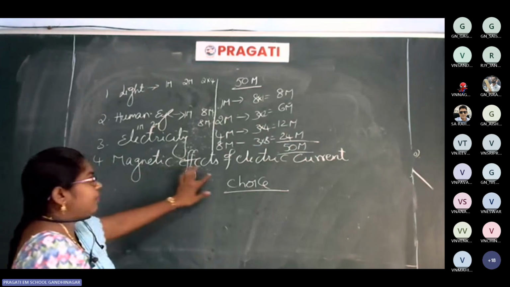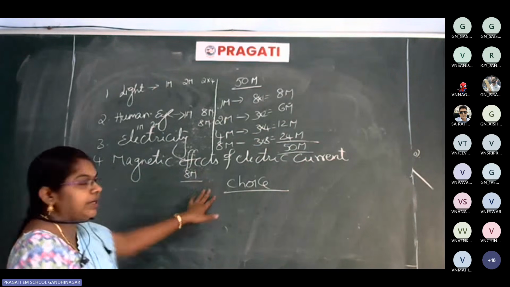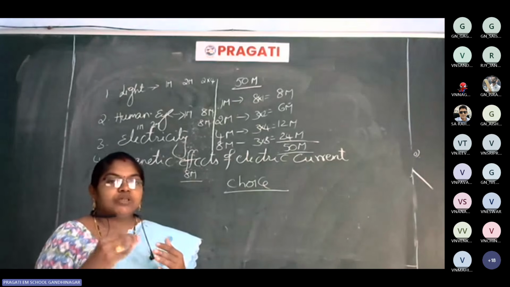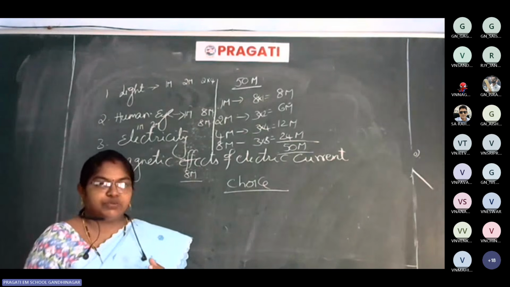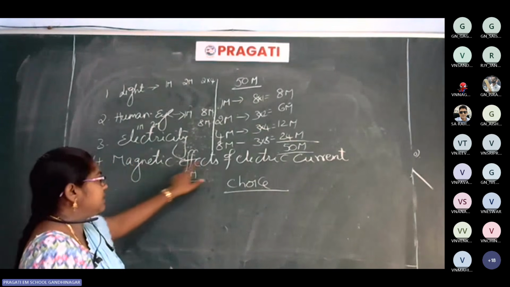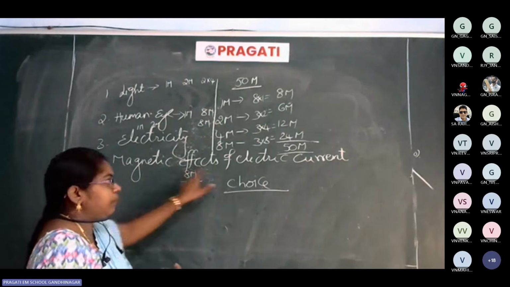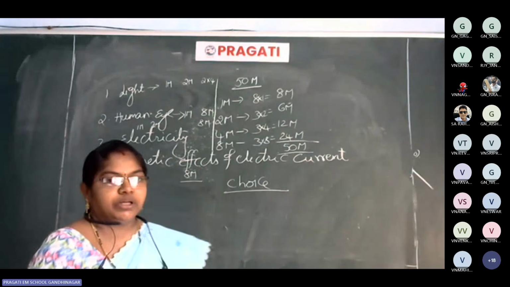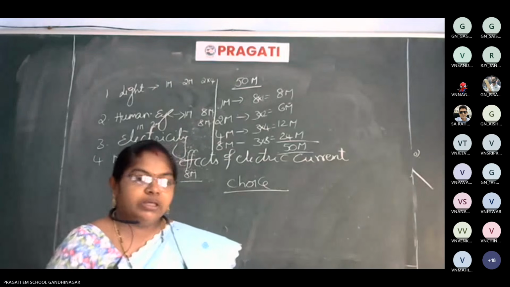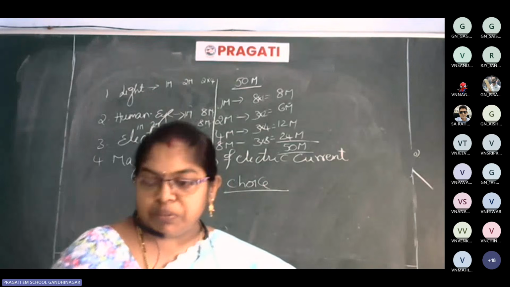Next, coming to the magnetic effects of electric current. It is an internal choice of one chemistry and one physics question. So we'll get this. This is the 17th question. We'll get this from magnetic effects of electric current. Yes, this is the question paper.